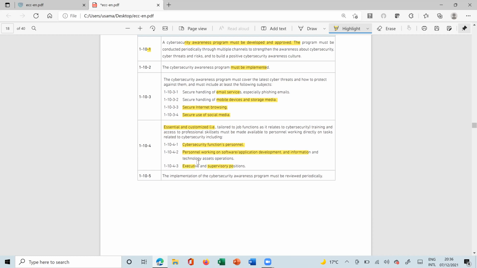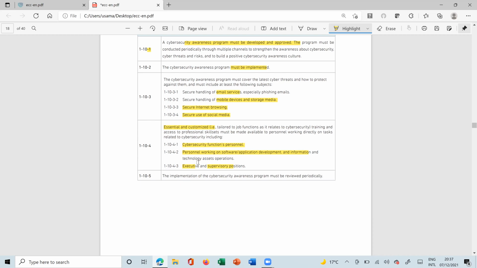There is one point here, my friends, which is one of the main problems we face with our customers. When we say you have to develop a security awareness program, they will go and develop one program, and this program will be conducted for all the categories of employees. And unfortunately, this is wrong. Why? Because you have different categories.